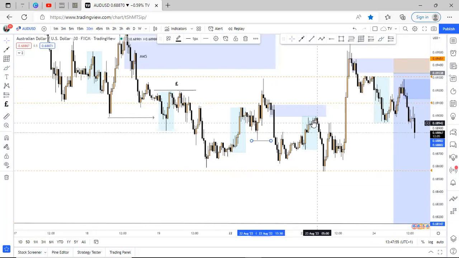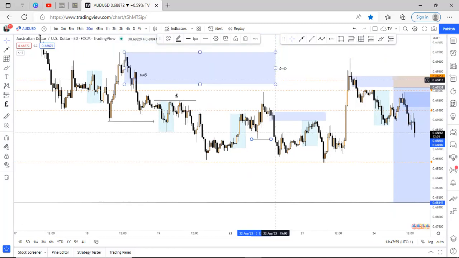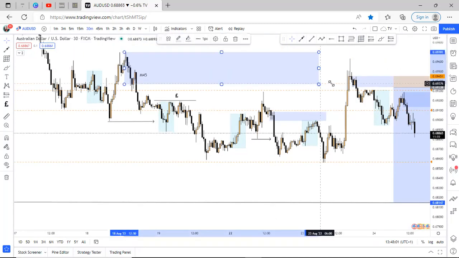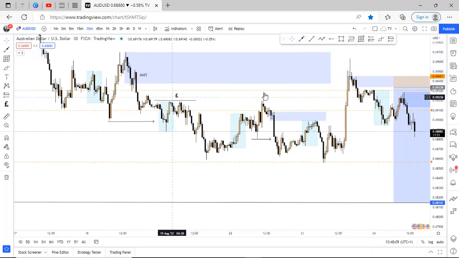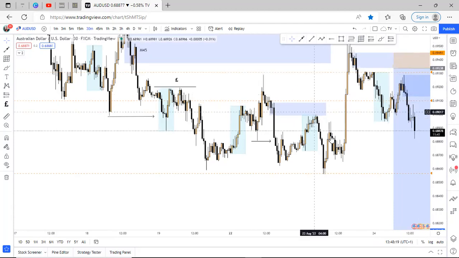I didn't take this sell because I wasn't comfortable with the fact that we still had this M45 point of interest that was not properly mitigated. This only came close, didn't properly mitigate it, and even this didn't get to the 50% of the imbalance that we have right here. So that was why I didn't take this sell at all, but I just have it marked right there.